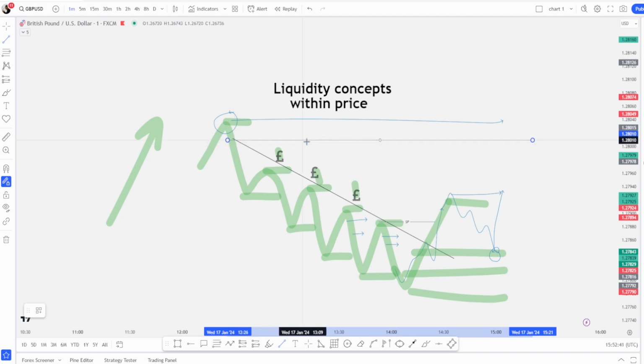Again, several points that we can look for within here. Mainly, we want to see it lead to a fair value gap that has picked momentum up. So we know then there is orders coming in at that point, for example here, en masse.